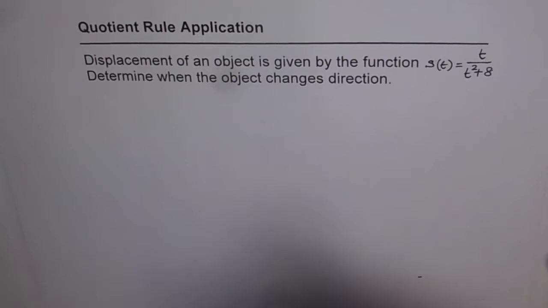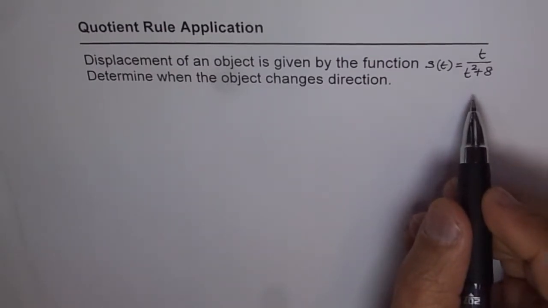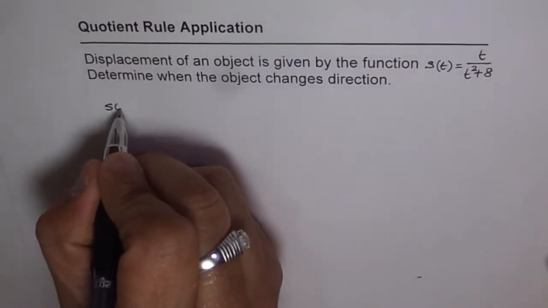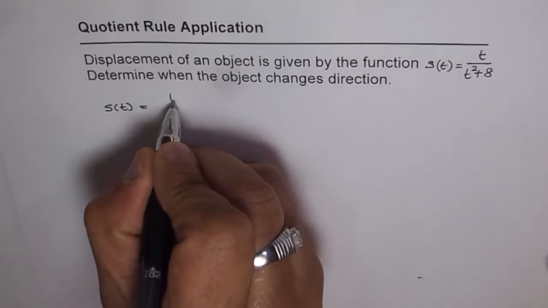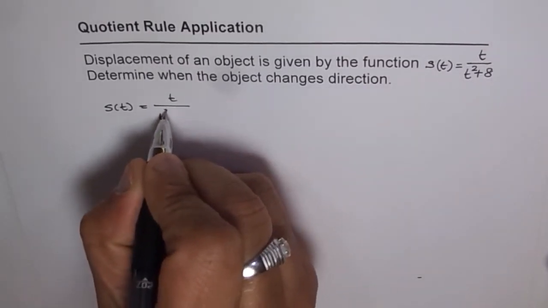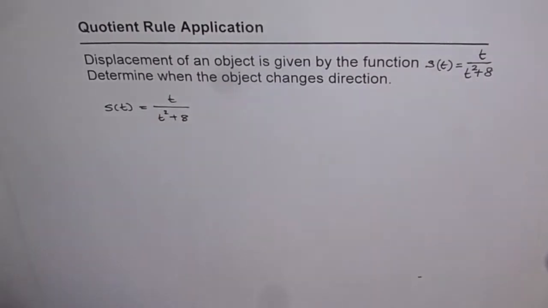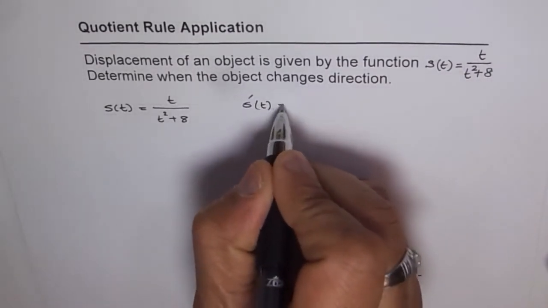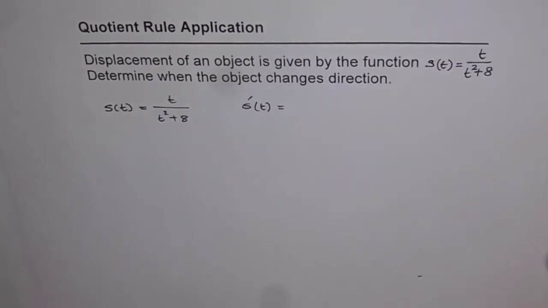That means we'll differentiate this function and equate it to 0 to get the points where the object can change the direction. So we are given the function s of t equals t over t squared plus 8. So to differentiate it, we'll write s dash of t equals, and we'll apply the quotient rule here.